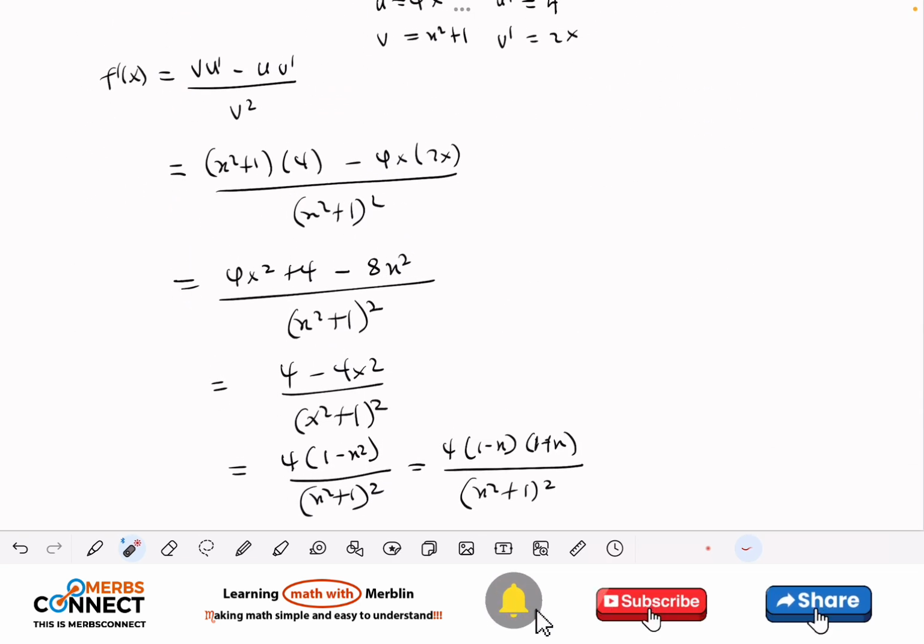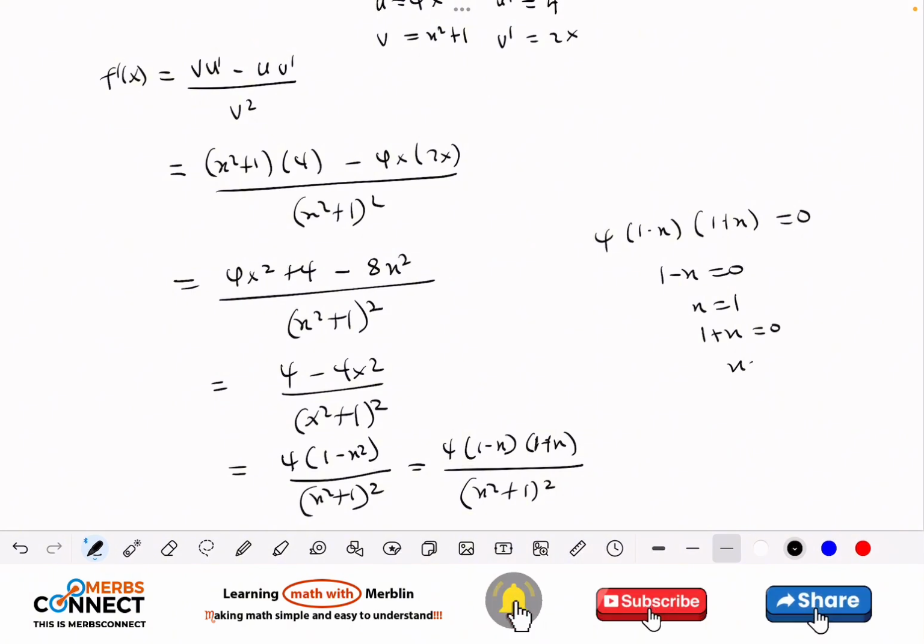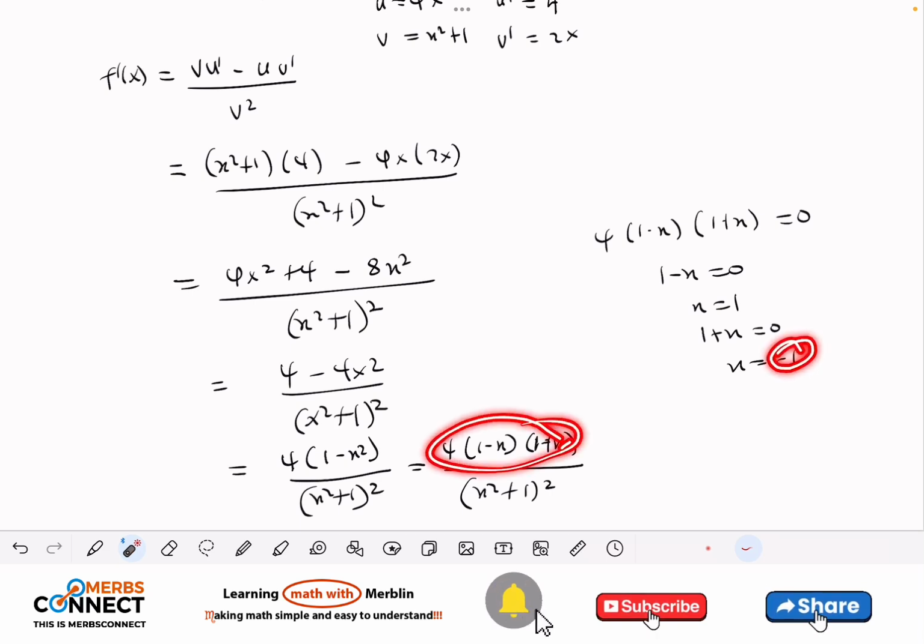But when you look at this one, since we have x on the top, we are going to pick the top and equate it to 0. So we are going to pick 4, 1 minus x, 1 plus x, and equate it to 0. Then we look for the values that when you plug it in, it's going to give us 0. So here, 1 minus x is equal to 0, x should be equal to 1. 1 plus x is equal to 0, x should be equal to minus 1.